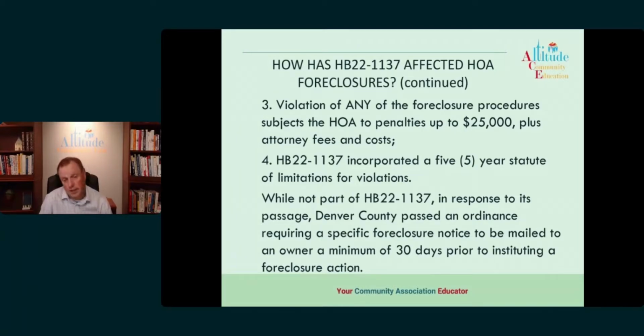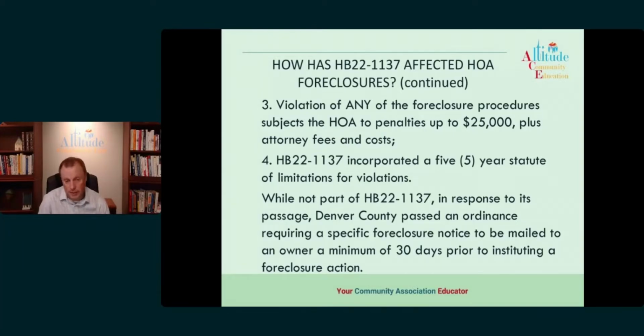and they hire an attorney, that attorney files a lawsuit or, more than likely, enters an appearance into the foreclosure case that the association has brought, and if that owner wins, they're entitled to up to $25,000 plus attorney's fees and costs. Now, as you all know, when we're dealing with litigation, one, it takes a long time, and two, because it takes a long time, attorney's fees get racked up.